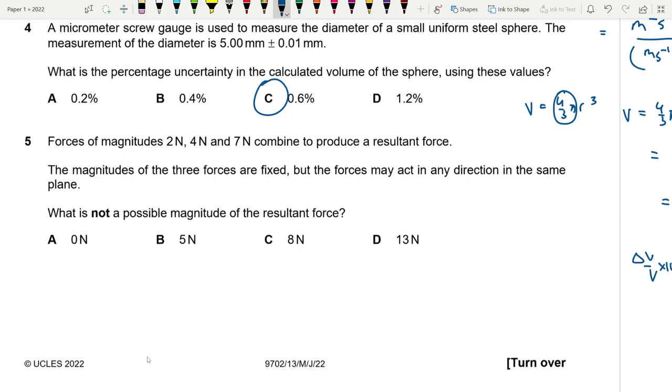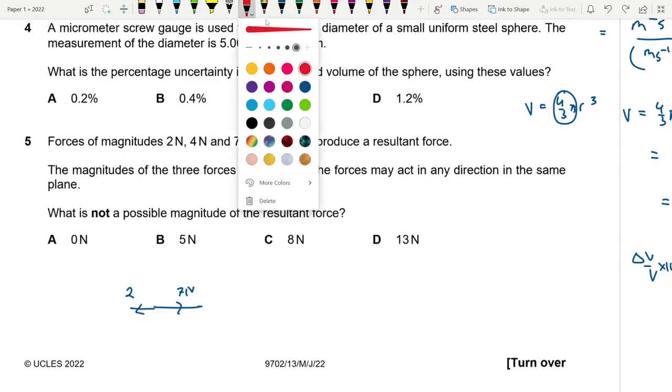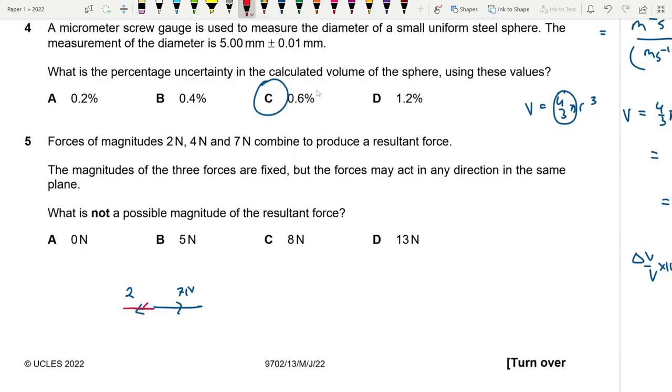So basically, guys, look at this. If 7 is pointing in this direction, and 2 and 4 are pointing in the opposite direction, 2 plus 4 is equal to 6. The resultant force needs to be 1 at least. This is the minimum force possible. You can't get a force lower than this.